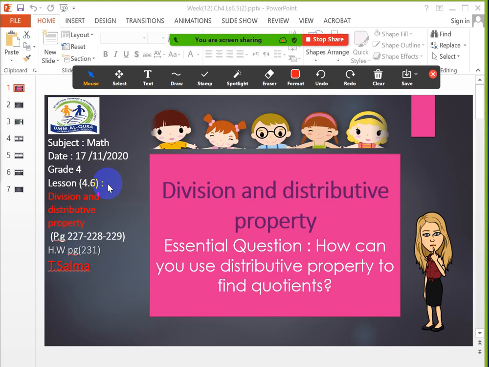Hello, everyone. So, girls, today we will talk about how you can use distributive property to find quotients. So, how will I find the answer for division, which is the quotient, by using distributive property?